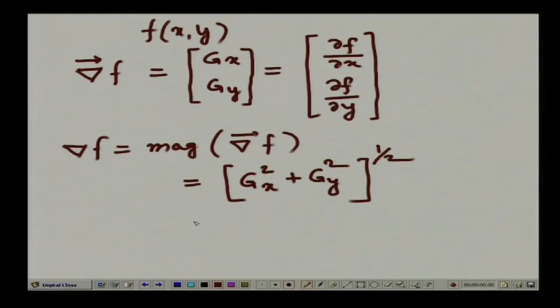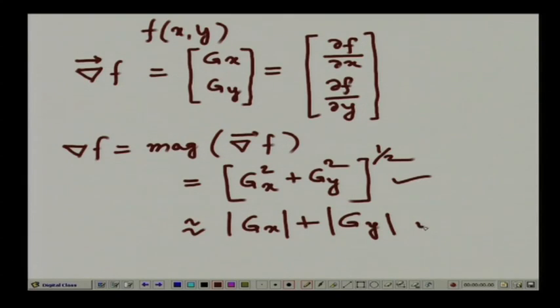Obviously, squaring and computing the square root, these two are computationally intensive processes. So, an approximation of this is taken as the magnitude of the gradient to be the sum of the magnitude of g_x, that is gradient in the x direction, plus the magnitude of g_y, that is gradient in the y direction. This magnitude of the gradient, whether I take this or the approximation, tells us what is the strength of the edge at location (x, y). It does not tell us anything about what is the direction of the edge at point (x, y).